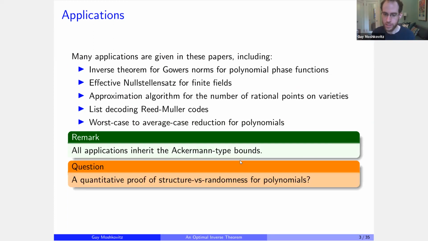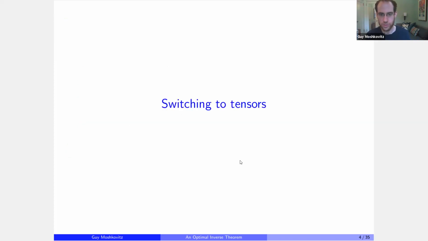And then the main question that we're talking about here is, can we find a quantitative proof of the structure versus randomness dichotomy for low degree polynomials? One that gives us actually reasonable bounds. So that's the question we're going to deal with.